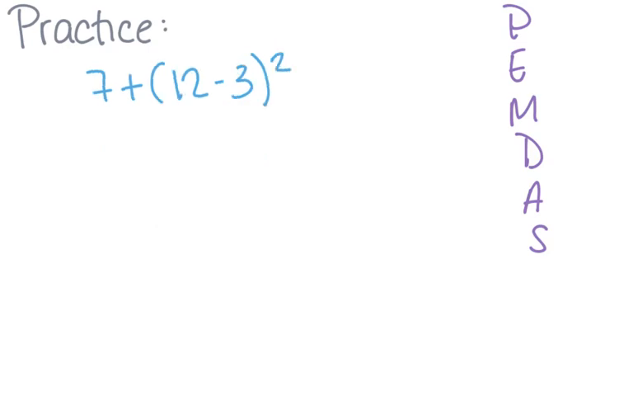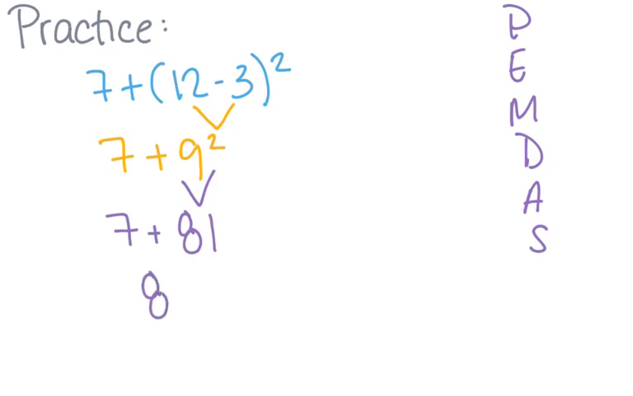And our last example for this lesson is 7 plus (12 minus 3) squared. So we have to do what comes in the parentheses first because that comes first. So we're going to do 12 minus 3. So we're going to have 7 plus 9 squared. And now we're going to do the exponents. We're going to do 9 squared. And 9 squared is 81. And then our last step is to do 7 plus 81, which gives us an answer of 88.